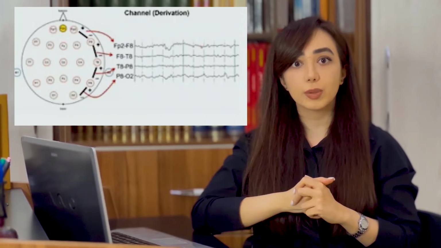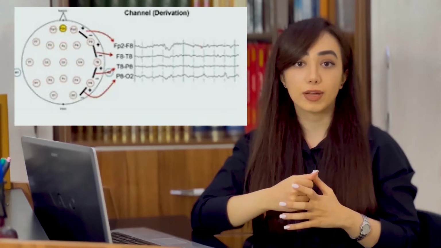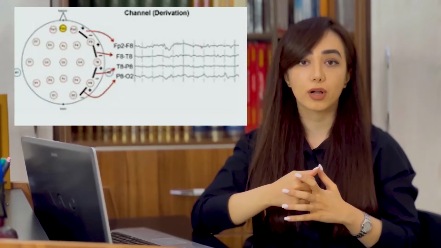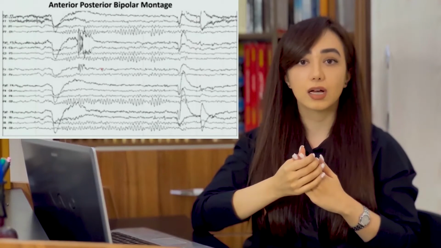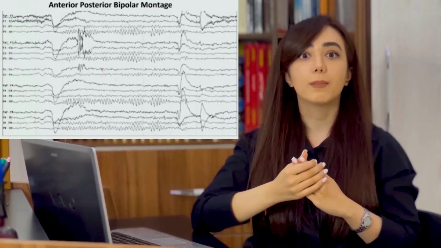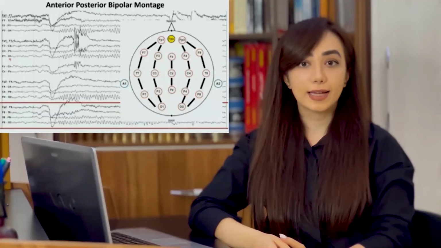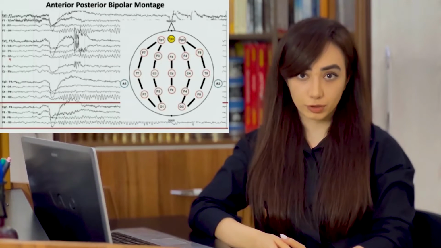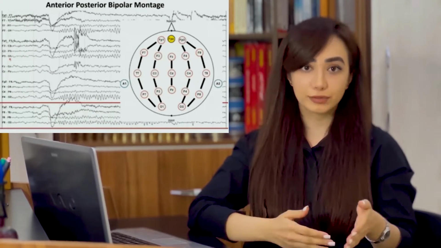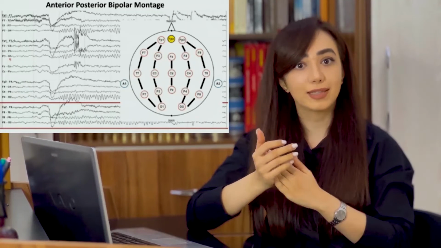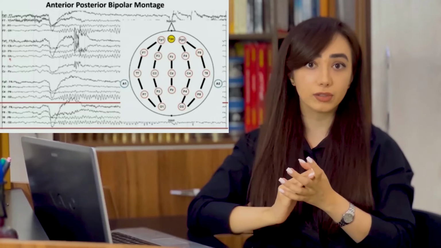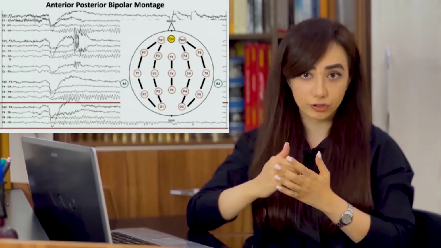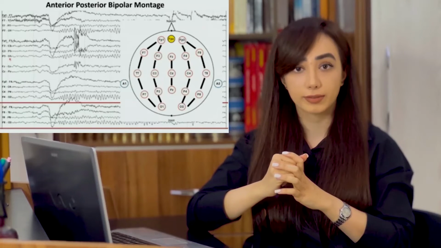We will continue posteriorly to generate a chain of electrodes along the temporal aspect of the head, and eventually we put a number of these chains together to generate a montage. This is an example of an anterior-posterior bipolar montage. First, we have a left temporal chain, then the left parasagittal chain, then a midline chain in the middle, then a right parasagittal chain, and finally a right temporal chain.